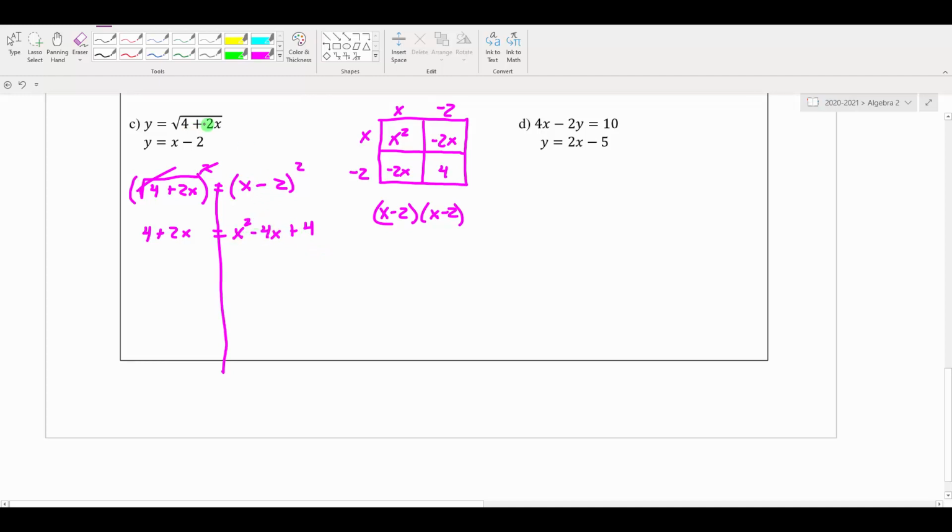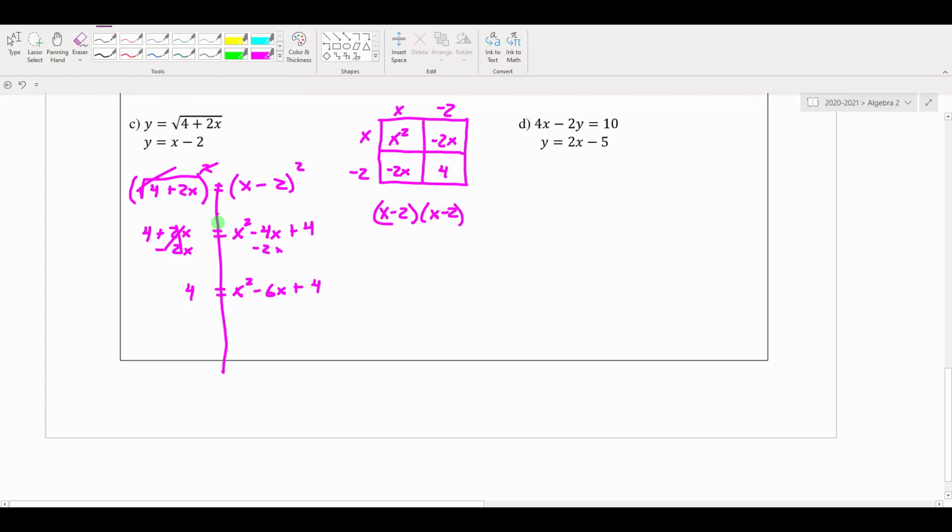So now I've got a quadratic. Somehow I went from a square root to a quadratic, but that's okay. We know we like our quadratics set equal to 0, so I'm going to take this stuff over here, the 4 plus 2x, and move it over here so that we get a 0. So I'm going to start with the 2x. Let's see, these will cancel. So we get 4 equals x squared minus 6x, right? 4x minus 2x is minus 6x, plus 4.